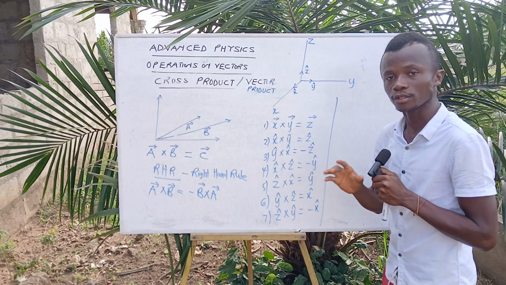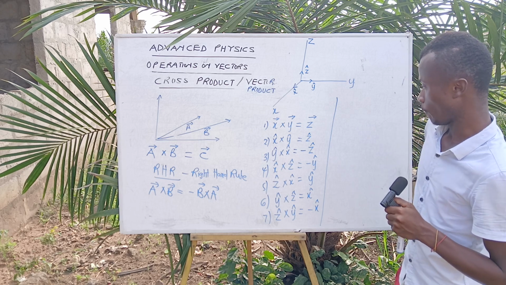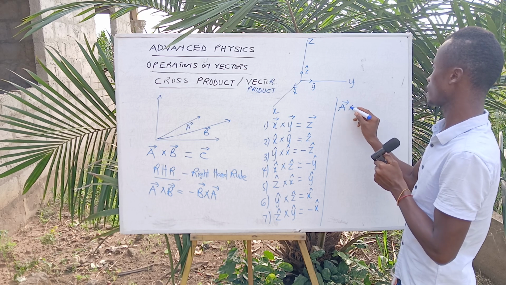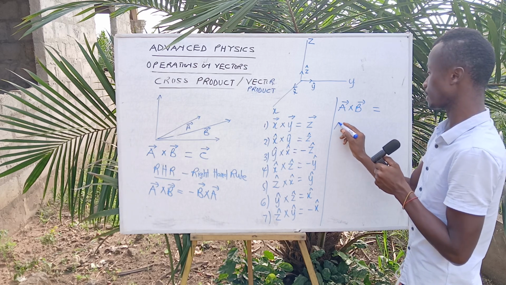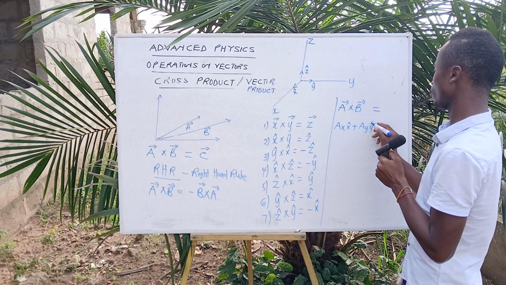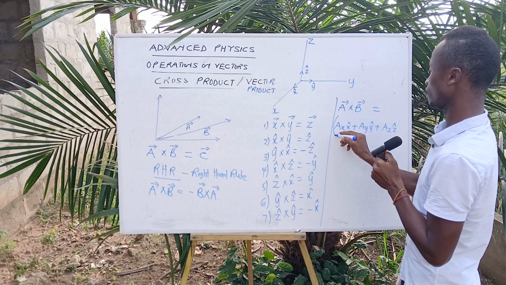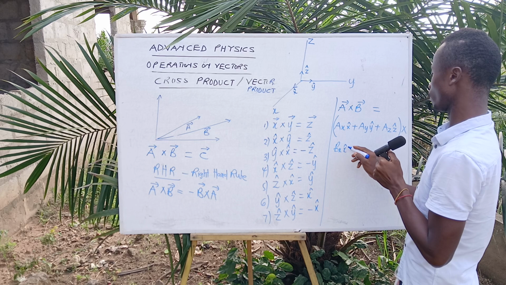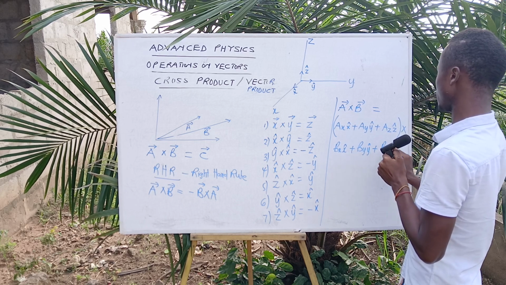Now, these are what we are going to use to define the cross product better. So A cross B, let's expand A. A cross B will be equal to, what is A? In 3 dimensions, we have AX x-hat, plus AY y-hat, plus AZ z-hat, cross BX x-hat, plus BY y-hat, plus BZ z-hat.